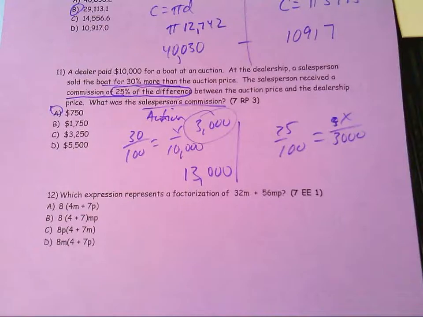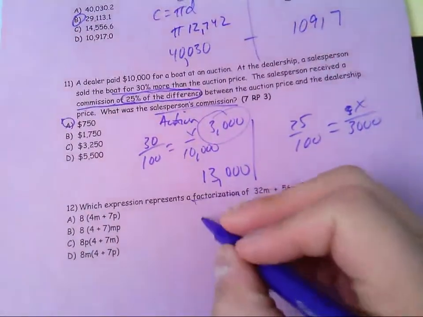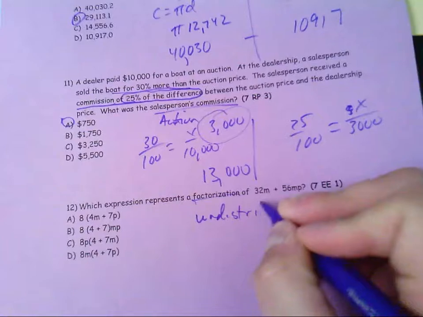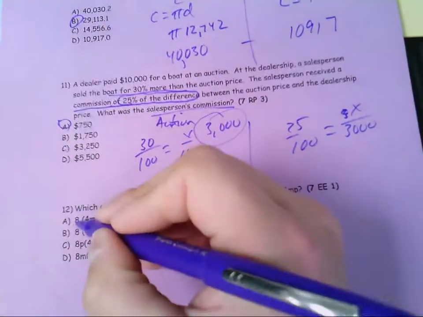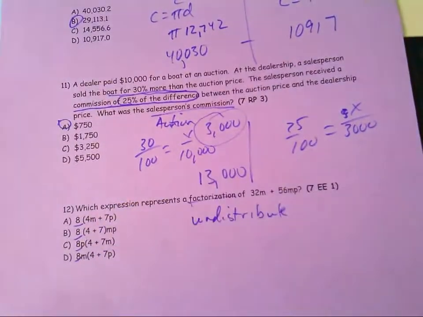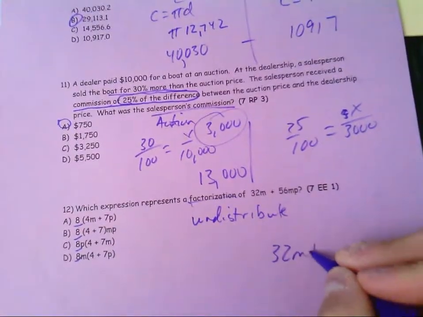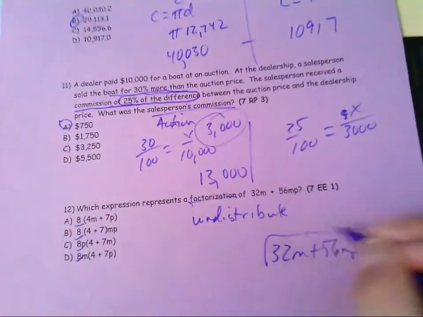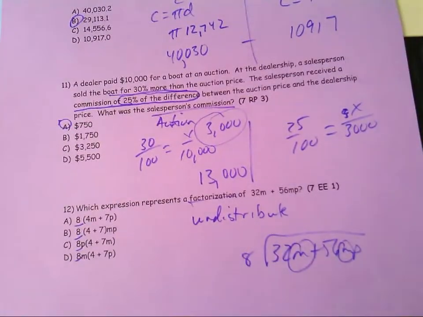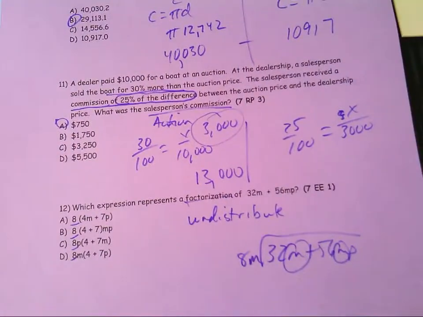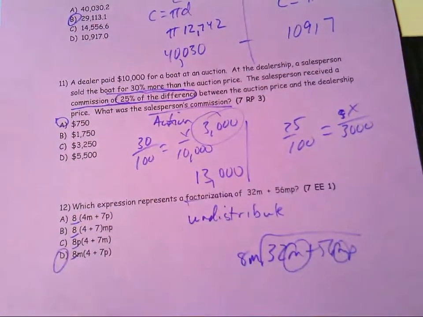And the last one, factorization. Undistributing is what I like to use, factoring, or when you split up. Here's what's nice about this: you can see clearly that 8 is what's getting undistributed. So that's like you take 32m plus 56mp, and you divide by 8. But you also notice that there's an m in both. Whenever that happens, that means that is a common factor, and that can be undistributed as well. You can take it away. If you give m's to everyone, you can take the m's back. So the answer to this is going to be D.